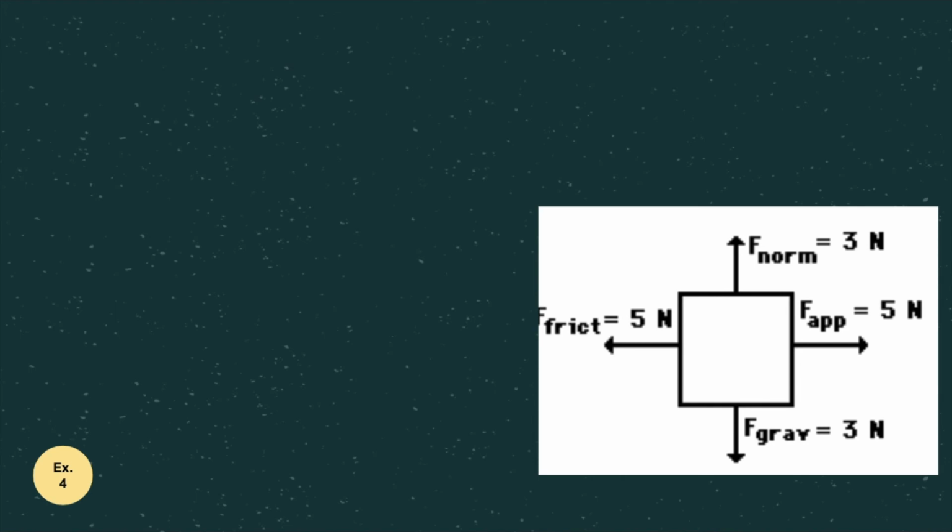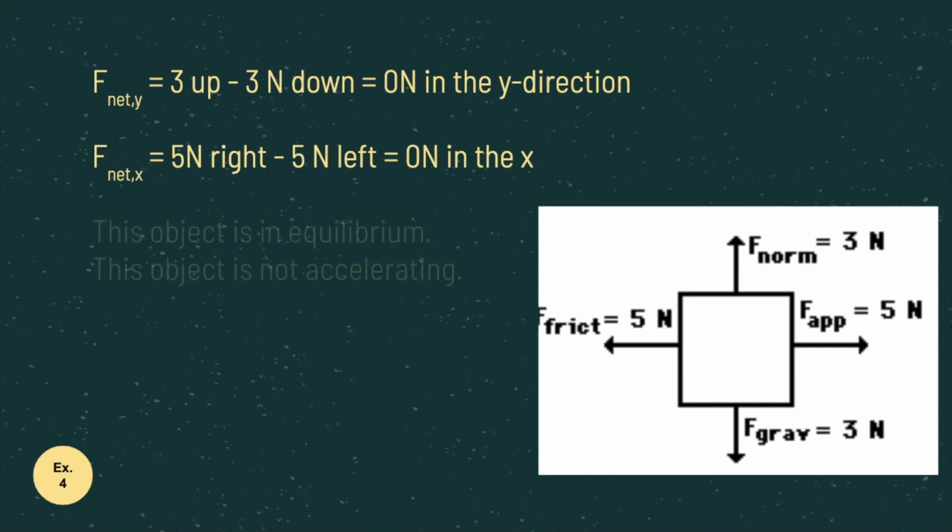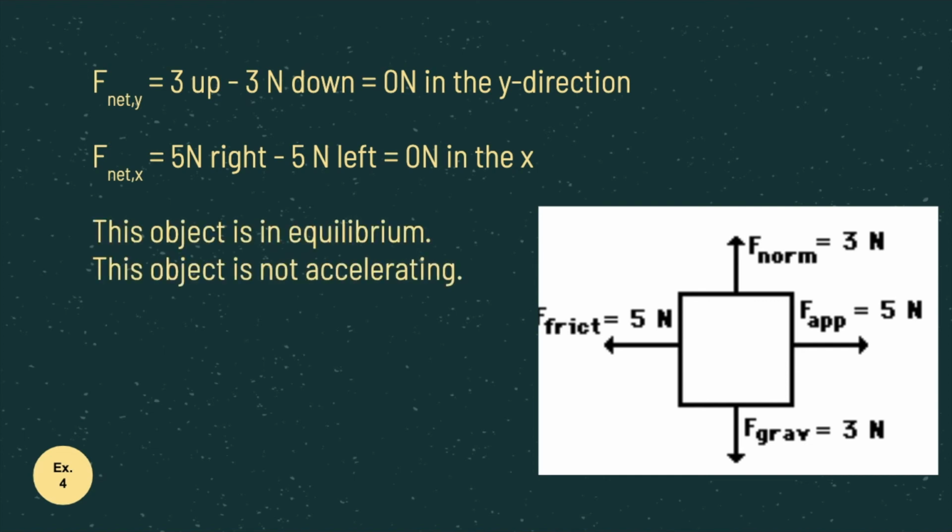So what do we mean by equilibrium? Equilibrium means that the force in the y direction cancels, like normal and gravity in this scenario. Friction and applied cancel, like applied is 5 and friction is 5, so they're 0. Because the net force is 0 in both the x and y directions, this object is in equilibrium, and it is not accelerating.